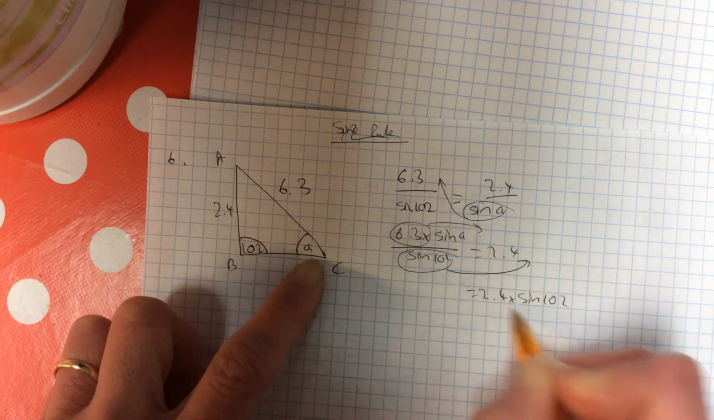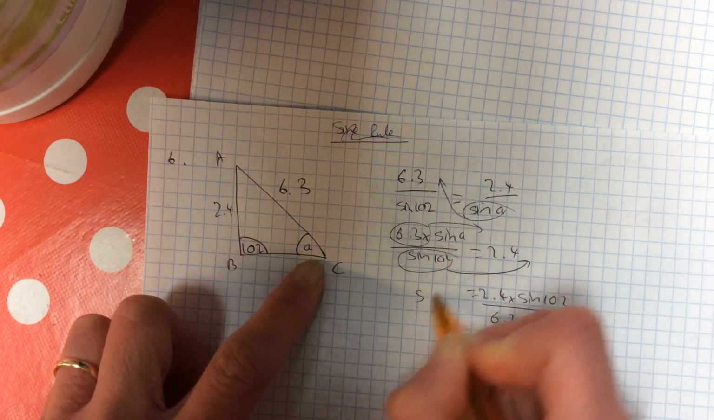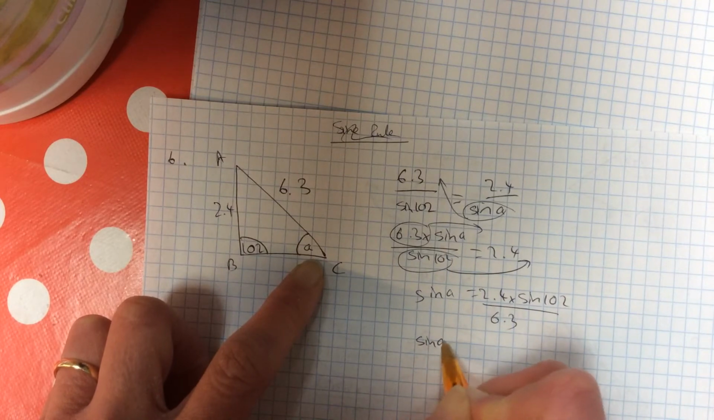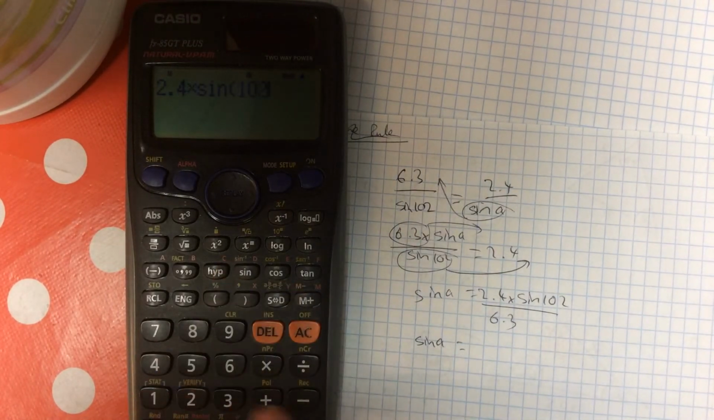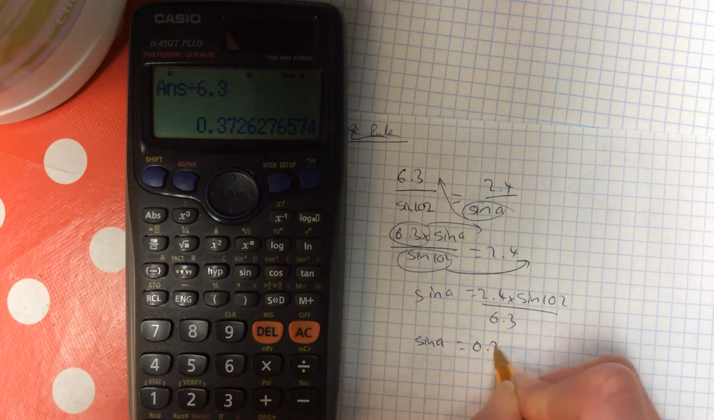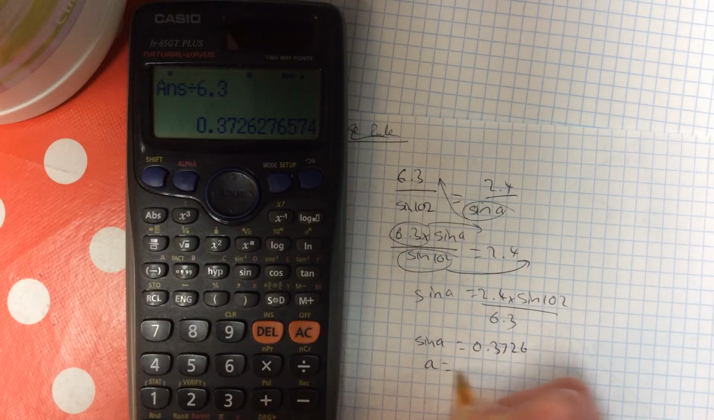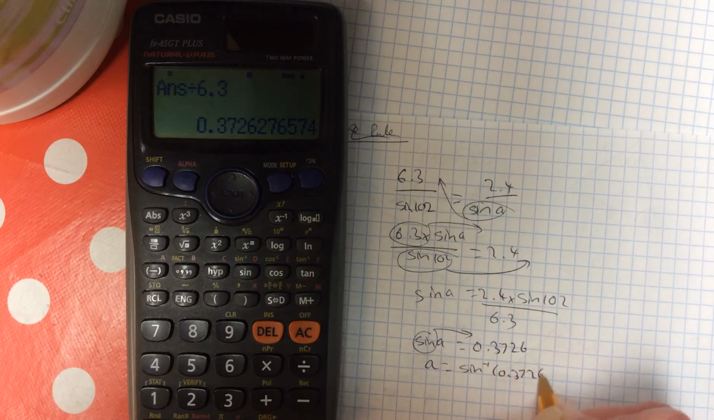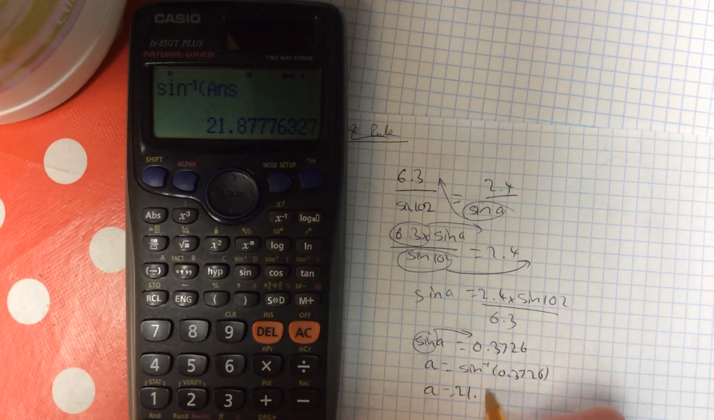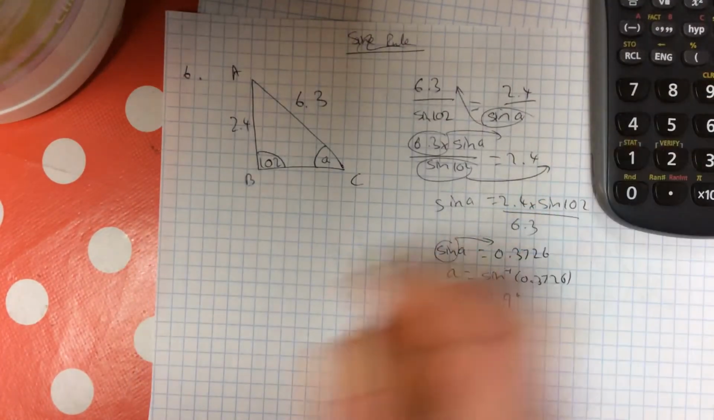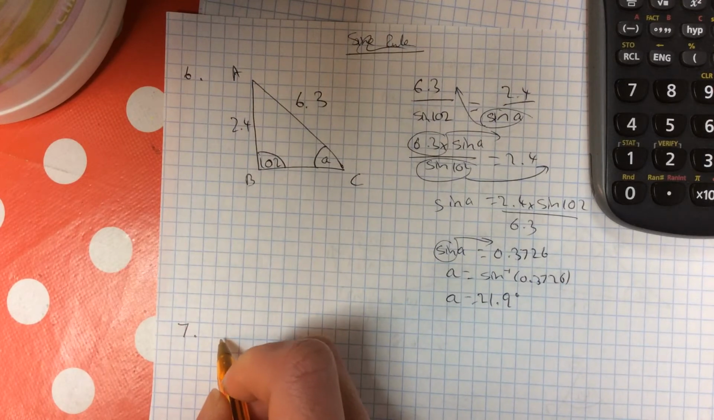This comes across to be a division, and you're left with sine A here. So just in your calculator, 2.4 times sine 102. I just press the equals button there instead of pressing the brackets. That's fine, it'll work out. So 0.3726. Getting rid of this sine on its own is inverse sine. So inverse sine of your answer, 21.9 degrees. Question 7.